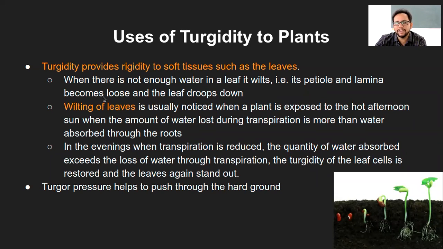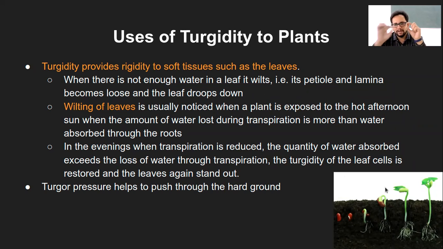The reason is turgidity. Now when there is not enough water in the leaf, it wilts. So you can simply imagine, like when you have not filled a balloon completely with, let's say, air, there is always a gap and then it can keep hanging. But if you fill it to its distended position, it stays upright in whichever direction, very hard. So when there is not enough water, the petiole and the lamina become loose.